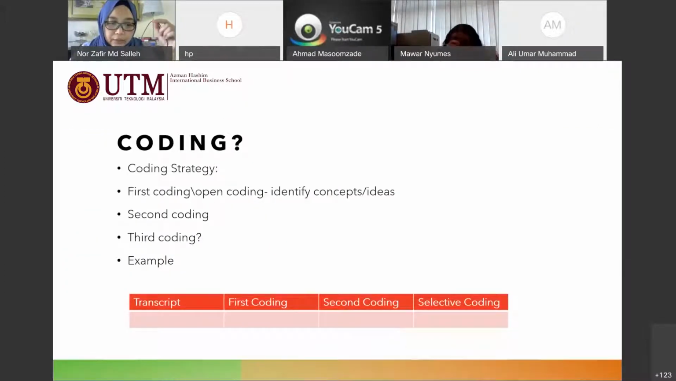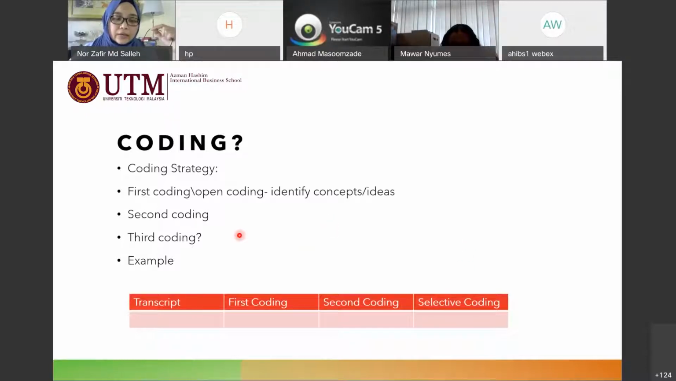Okay, what is coding? The first coding, the second coding. Do you need a third coding, or do we just go to selective coding? Okay, so coding is actually to identify the concepts or ideas of the data that you have. What kind of data? The transcription, the data that you transcribe. So you identify what are the ideas, the concepts, the keywords that your respondents are trying to tell you. Okay, that is the first coding.